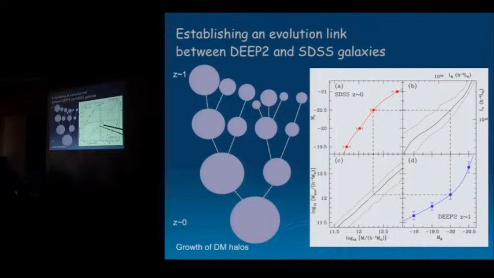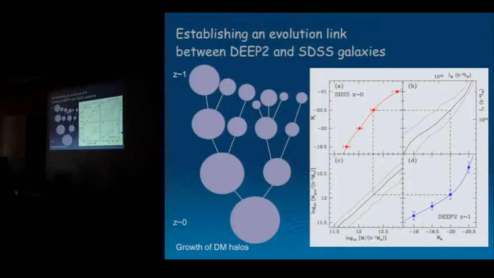So I show here the connection between the luminosity of a galaxy at redshift 1 and redshift 0. For example, for a star galaxy at redshift 0, its progenitor central galaxy is more likely to have a B band magnitude of minus 20. Okay, so we establish a link, but because the surveys are in different bands, it's really hard to get something more useful from this.